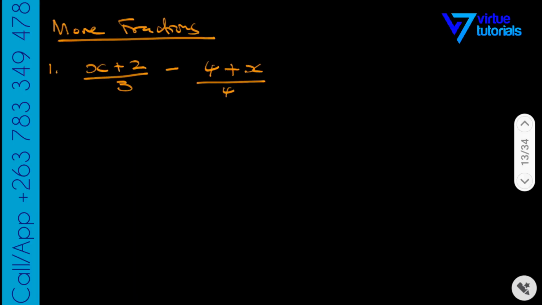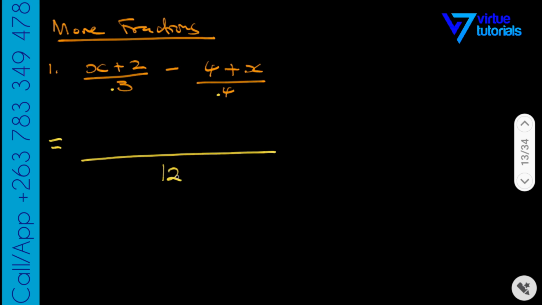Okay, so let's look at more fractions in algebra. So this time we have (x + 2)/3 − (4 + x)/4. So the rules are still the same, right? We have to look for the common denominator, and that's going to be the lowest common multiple between these two numbers. So 3 and 4 both go into 12. So 12 is the common denominator.